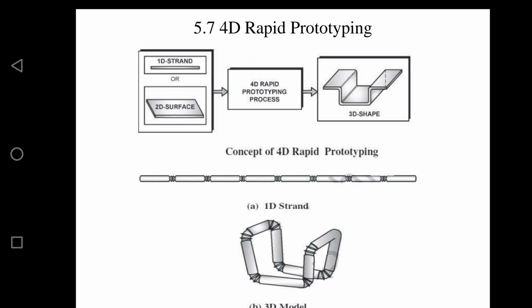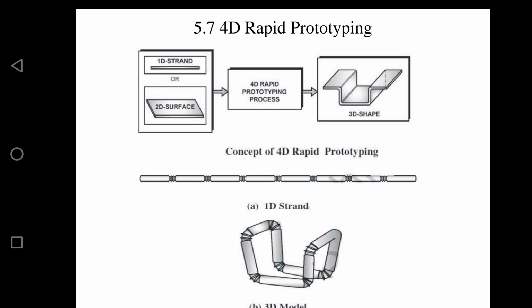Okay, so this 4D, also known as 4D printing, is actually a new process and it is still in development stage. So if you are going for any research or a project presentation, or you are searching for new projects, you can go for the 4D rapid prototyping process or 4D printing, because this is actually a new process and it is still in development stage. So what does 4D rapid prototyping actually do?